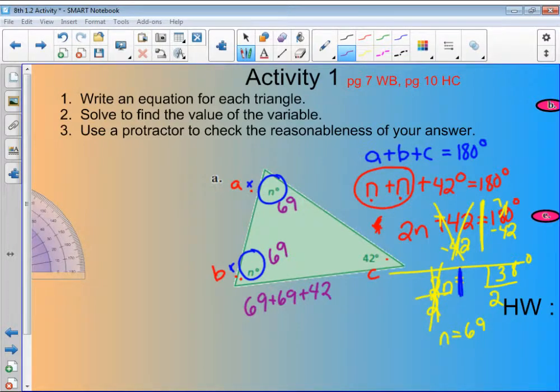Okay, so n and n, remember they are both the same variable. They had to be worth the same amount. So for letter A, we should have gotten 69 for each of those n's. Okay, so let's try another one.